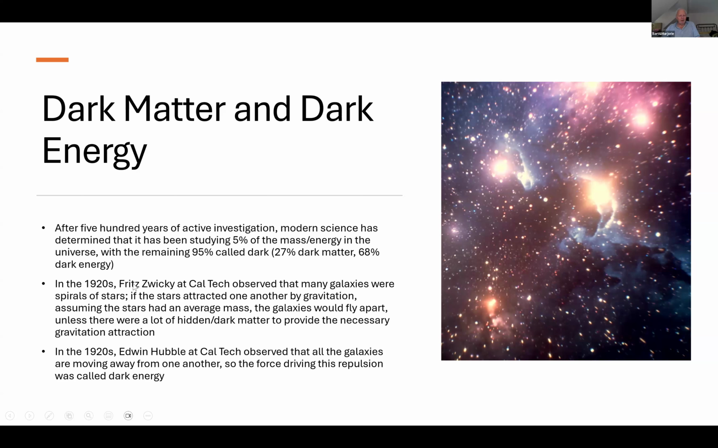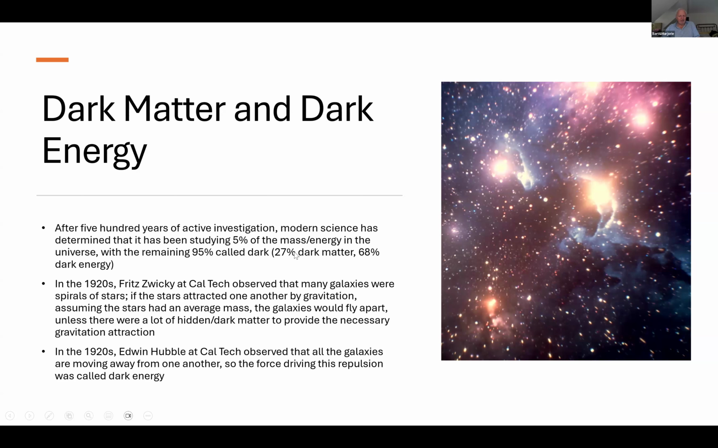In the 1920s, Fritz Zwicky at Caltech observed there were many galaxies out there. They appeared to be spirals of stars. So if the stars attract one another by gravitation, and they're all spinning around a center of mass for the galaxy, and they have an average mass for each star, then he realized that based on what he saw, these galaxies would all fly apart unless there were a lot more hidden or dark matter to provide the necessary gravitational attraction.